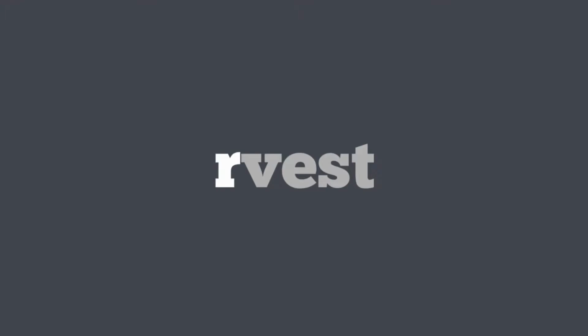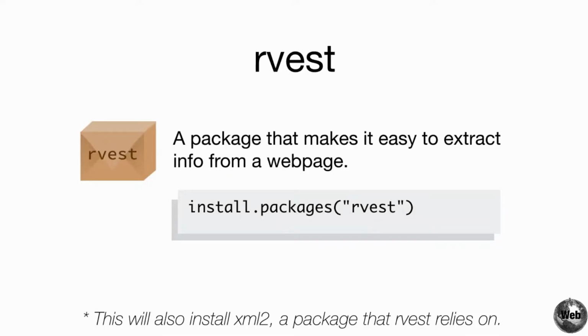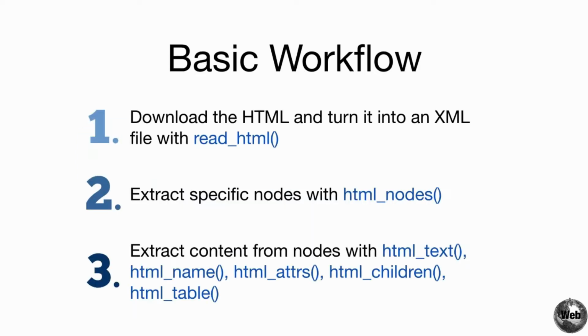The package is called RVest. It's an R package that makes it easy to extract info from a web page. You can install it straight from CRAN with install.packages RVest. This is also going to install some packages that RVest depends on, particularly XML2, which some of the functions I'll be using come from. But when you install RVest, you get that as well. The basic workflow for working with RVest is actually very simple.